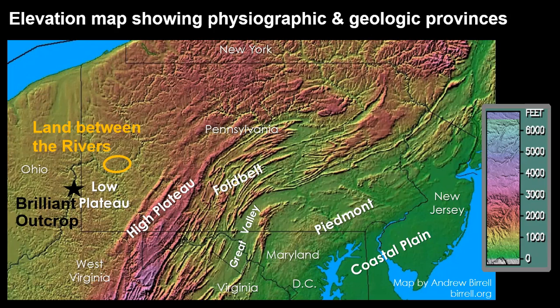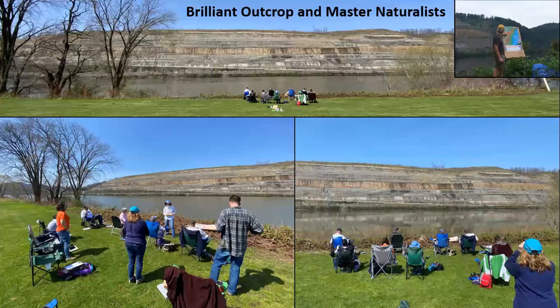Those folds were created by a mountain building episode about 300 million years ago, with mountains that were once as high as the Himalayas, say in the area around Philadelphia, created by collision between the African and North American continental plates. But here we're in the low plateau, and you'll see what the rock layers look like in the best outcrop of these strata in the region, along the Ohio River next to the town of Brilliant, Ohio.